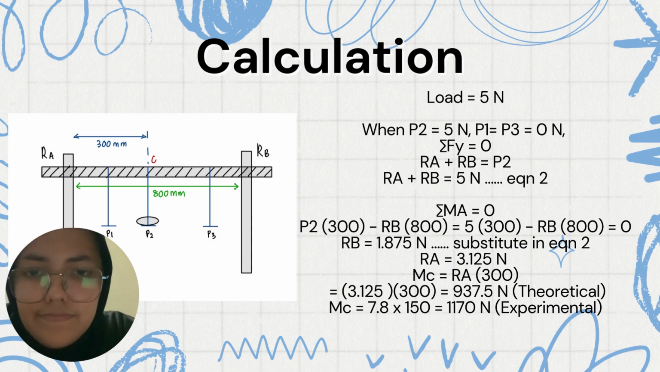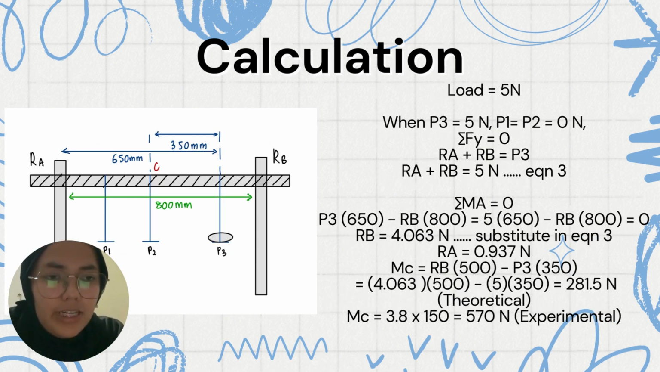1170 Newton. So last but not least, for P3, it will be 5 Newton, and so P1 and P2 will be the ones with 0 Newton. So the total force in pin A and pin B will be 5 Newton.